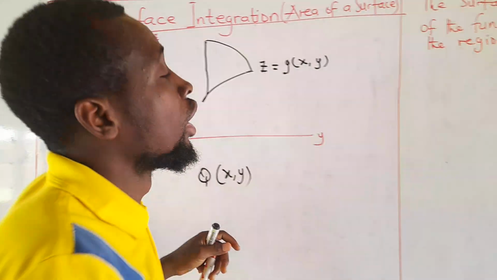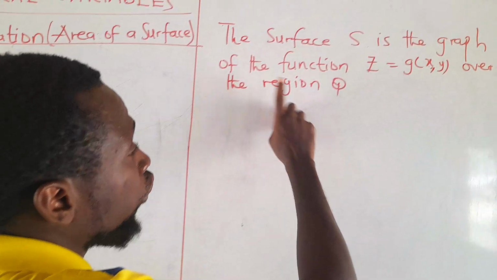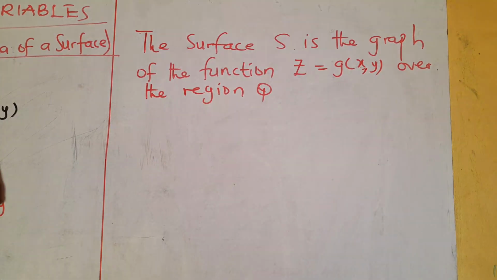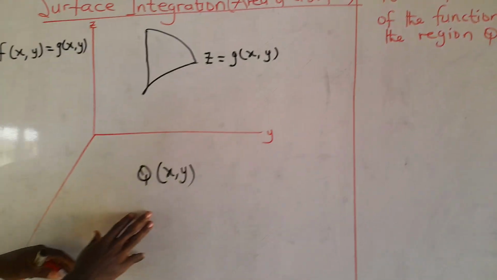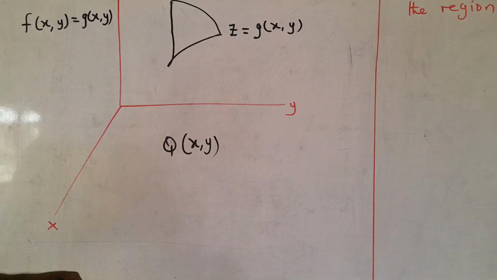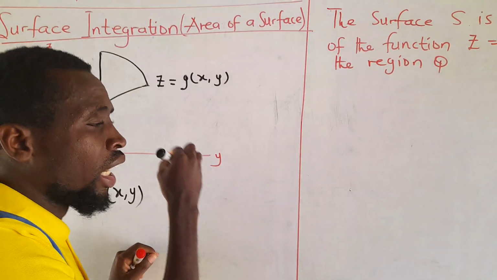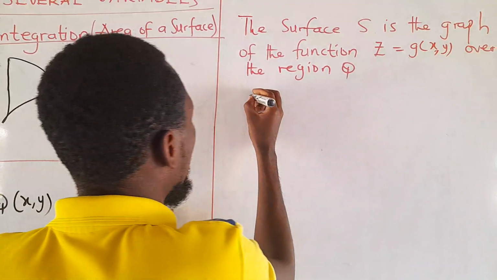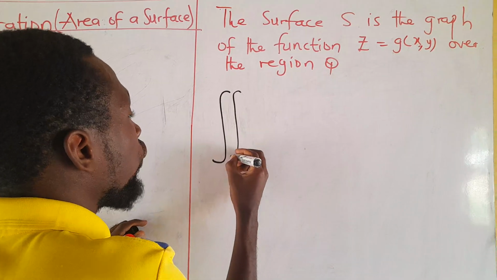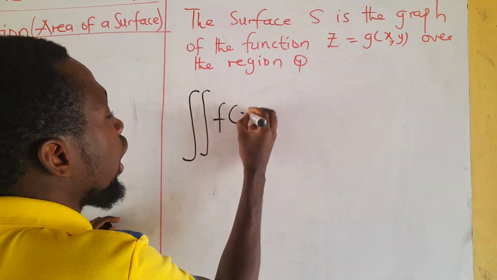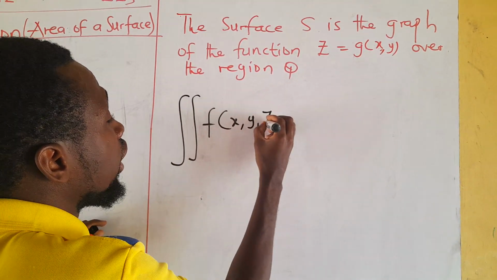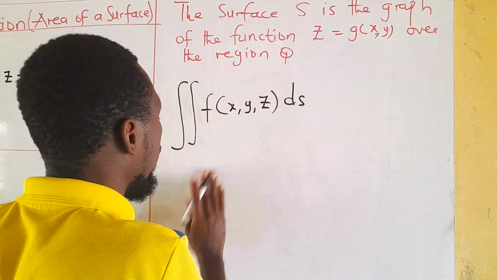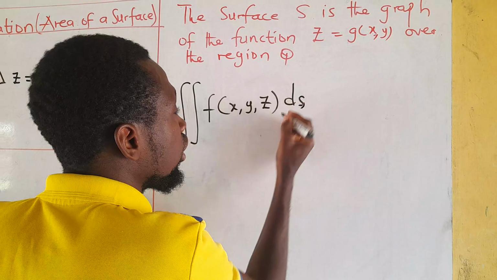So we said that the surface S is the graph of the function z equal to g of xy over the region Q. And this is the region Q. Then the surface integration of where the oil poured in the room is given as the double integral of the function f of x, y, z ds, where ds represents the surface.